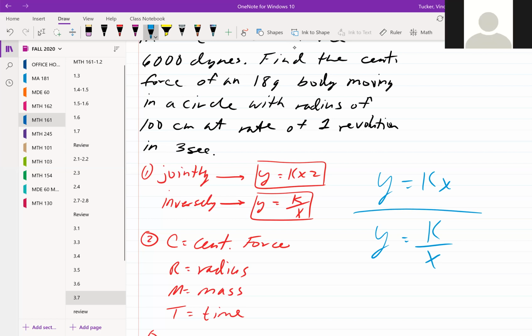Okay. You see what I mean? Saying that one is the inverse of each other, that's not really what it's saying. It's saying that the way that y and x relate to each other is inversely, not necessarily to a whole other function.